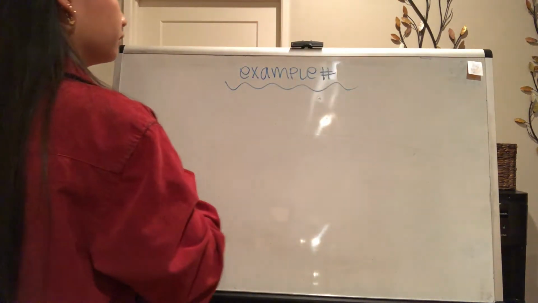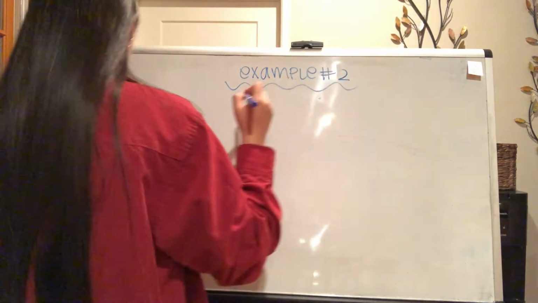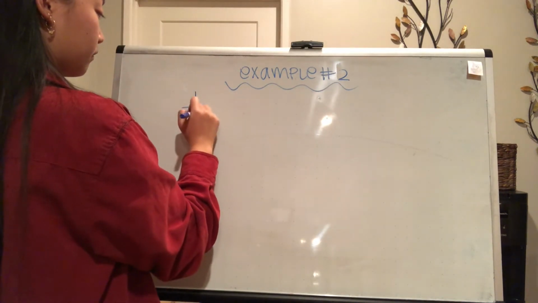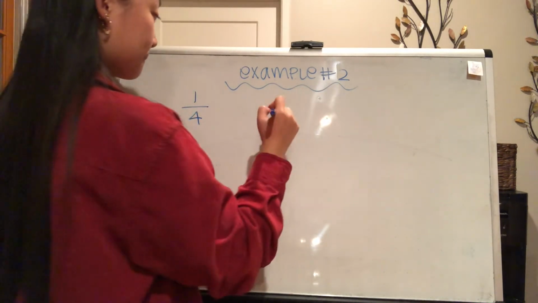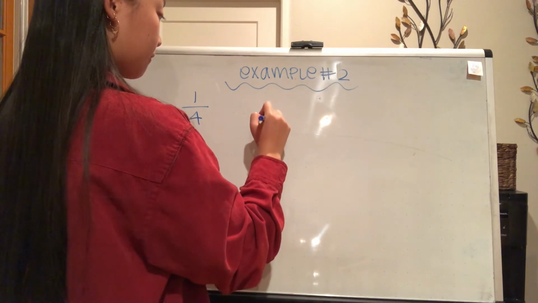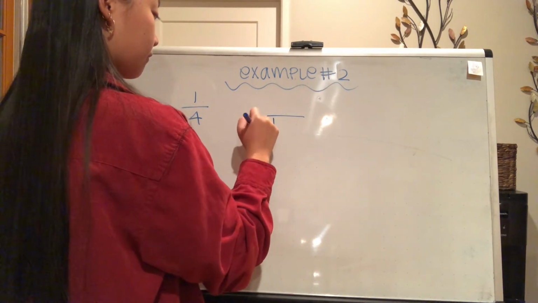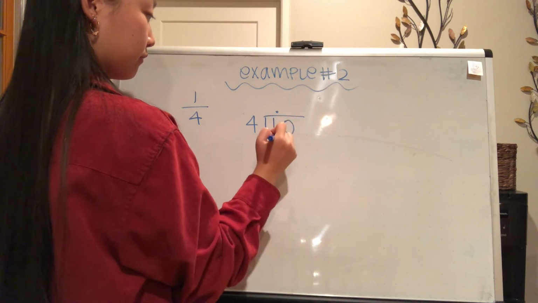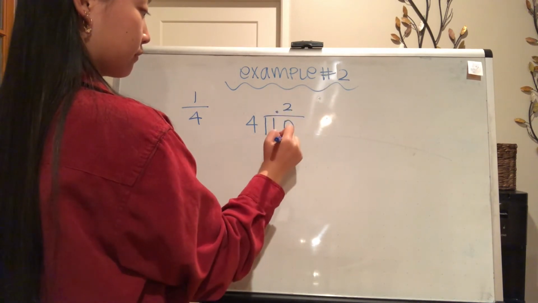And now moving on to example 2. So we're given 1 over 4, and we're going to convert it to a decimal. So you do long division, put 1 on the inside, 4 on the outside, and since 4 can't go into 1, you add the decimal and add the 0.